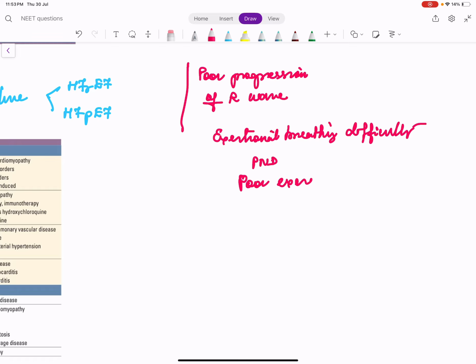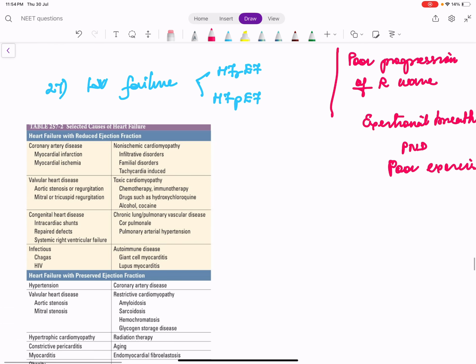In these conditions, these are the symptoms for heart failure. That is, the heart is unable to do its pumping activity because of some structural changes in the heart. So based on ejection fraction, it is classified into two types: low ejection fraction or high ejection fraction.